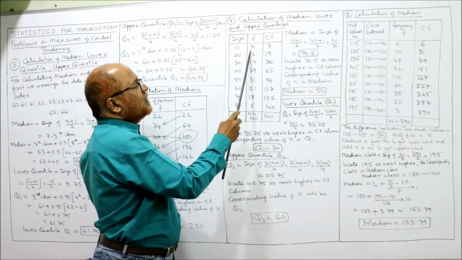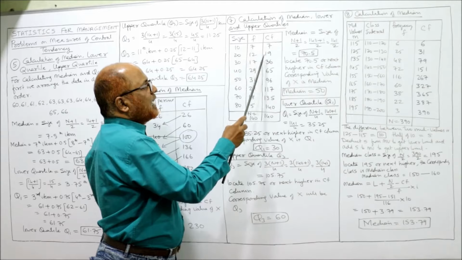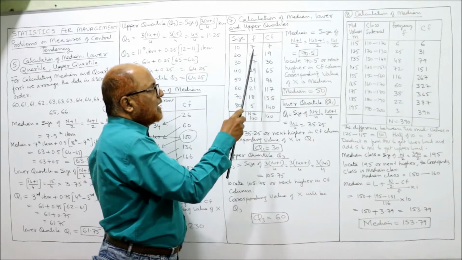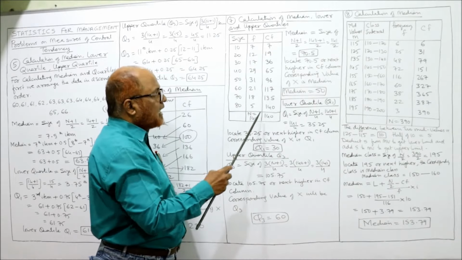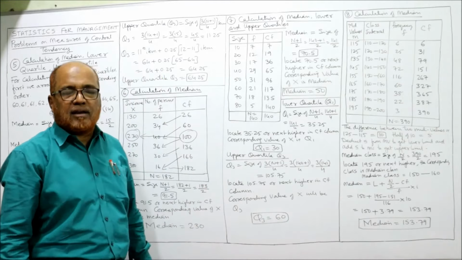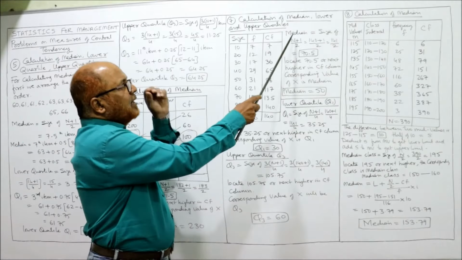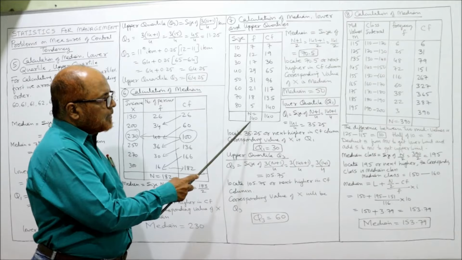Now, first frequency and CF same, 7, 7. 7 plus 12, 19. 19 plus 17, 36. 36 plus 29, 65. Like this you calculate CF. Take the total of the frequency, 140, and last CF should also be 140. That means your calculations are correct. Now, after calculating CF, median. Median is equal to size of n plus 1 by 2. How much is n? 140.